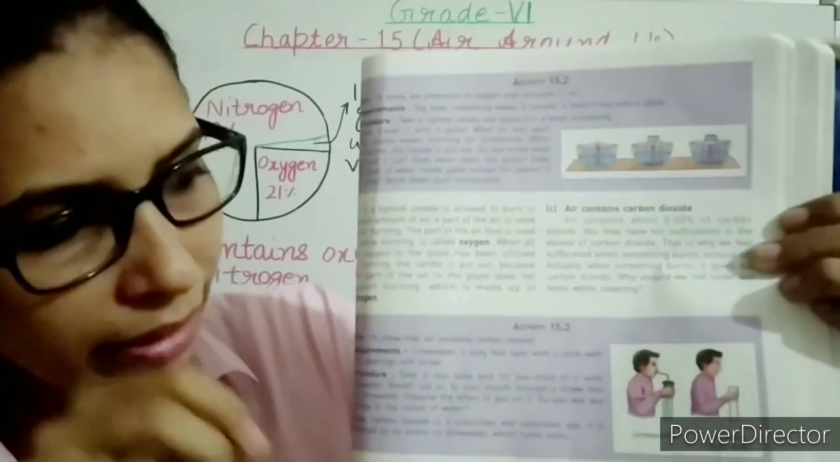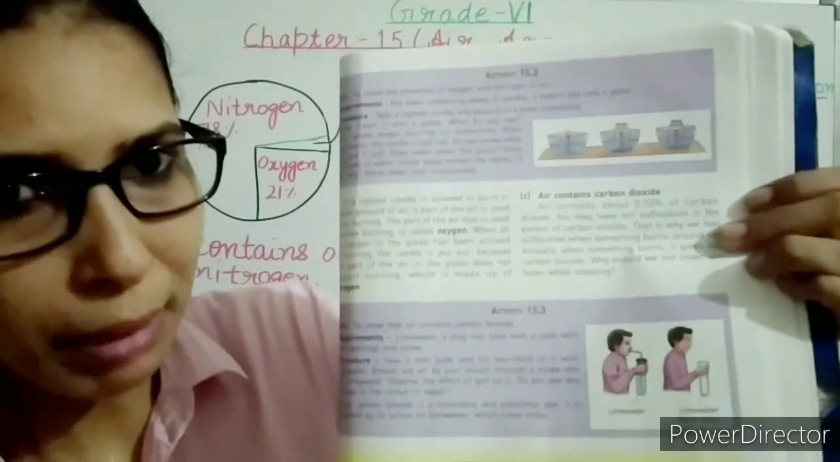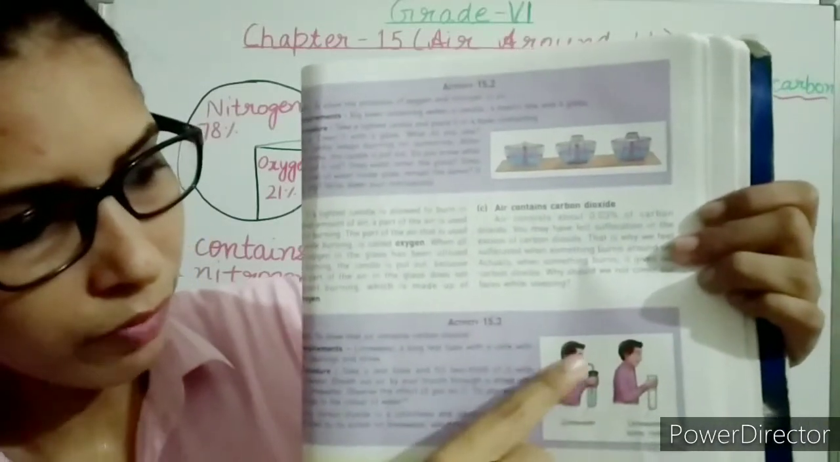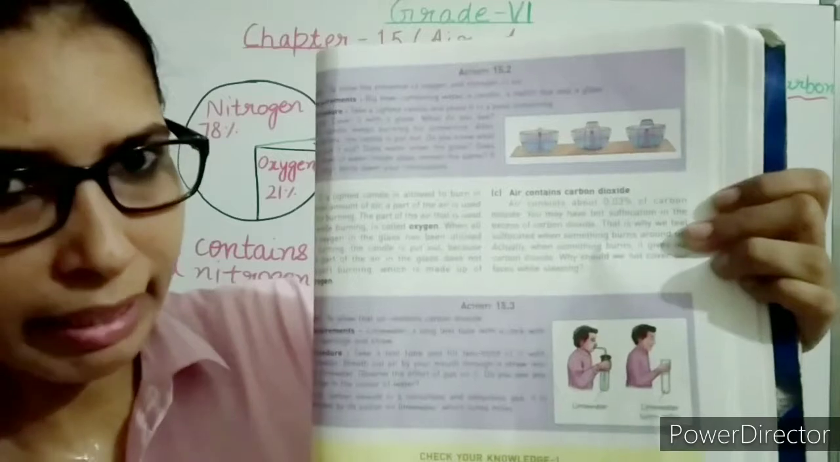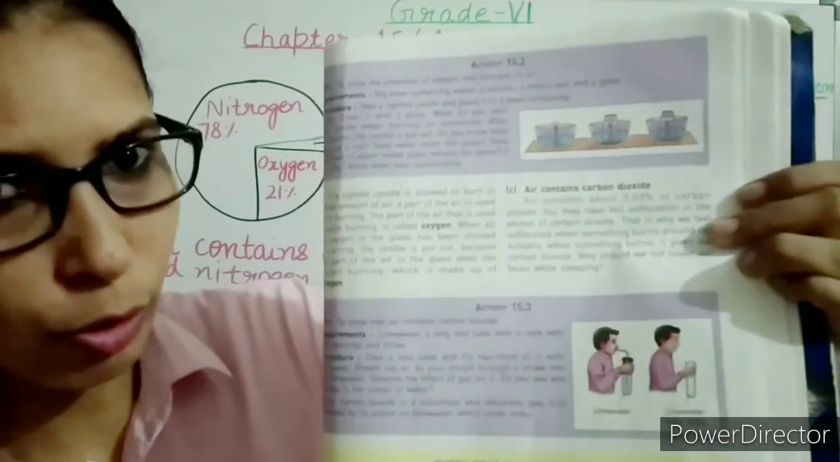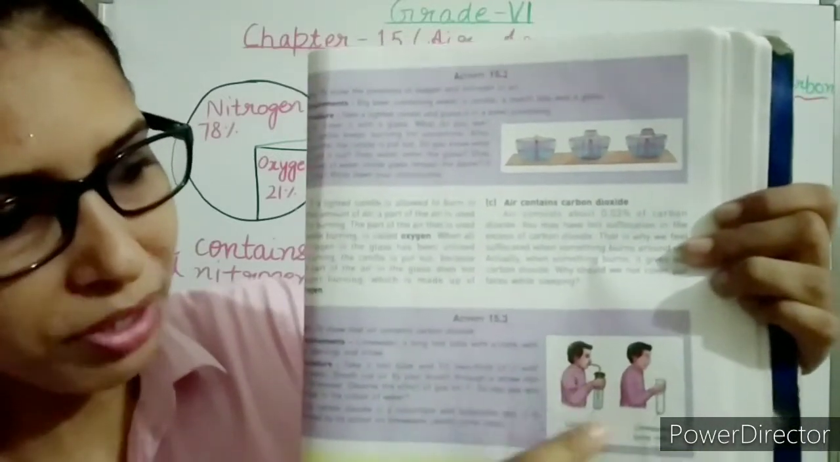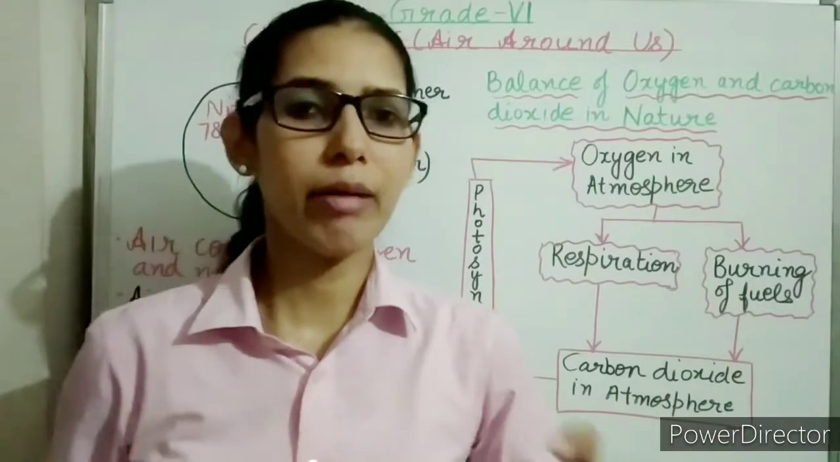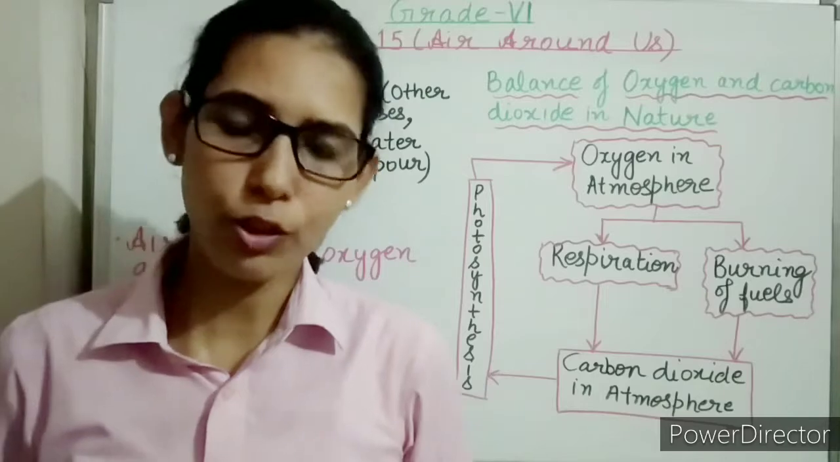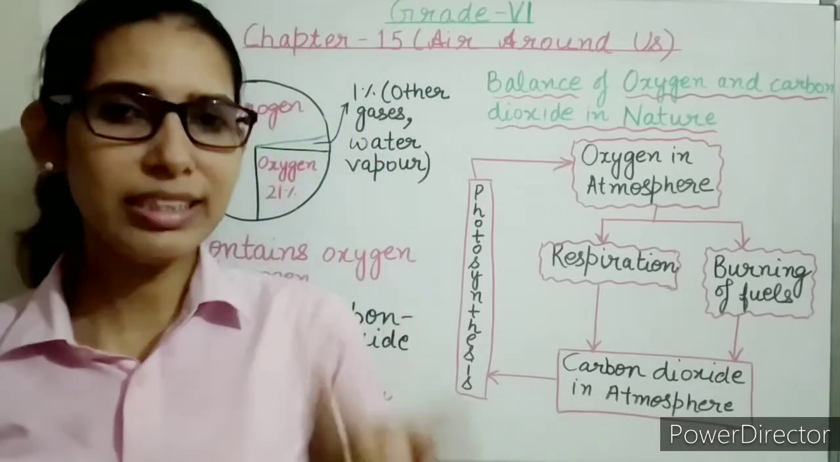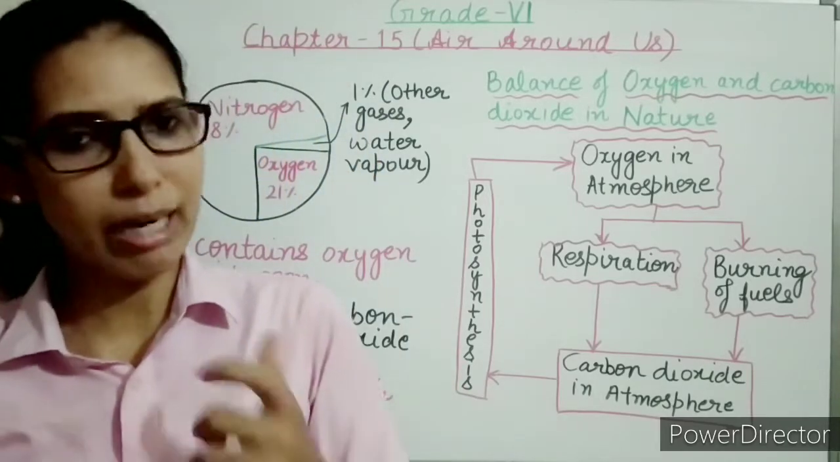Now blow air into this lime water through your mouth, through the straw. You will notice that after some time the lime water becomes milky, because lime water turns milky in the presence of carbon dioxide. So this indicates that air contains carbon dioxide.